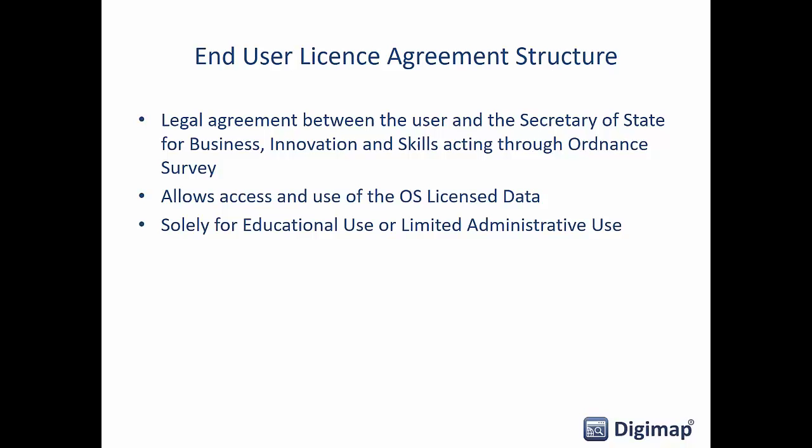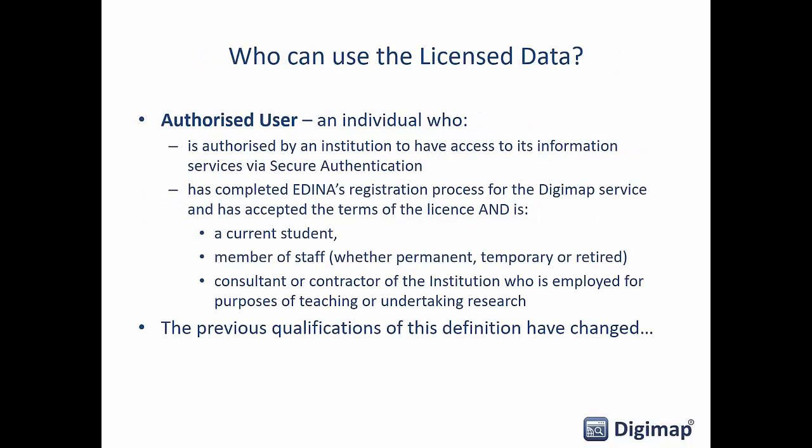The EULA allows you to have access to and to use the OS license data, but solely for educational use or limited administrative use. Those are capitalised terms, and therefore they have specific definitions in the EULA, and they are quite well defined. So who can use the license data?